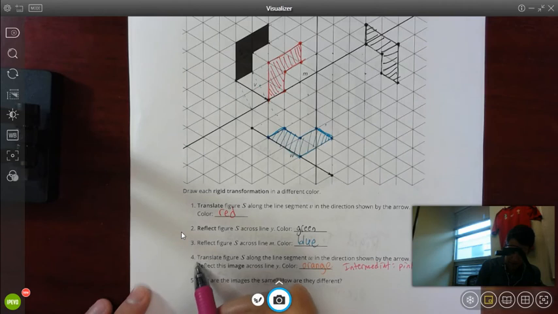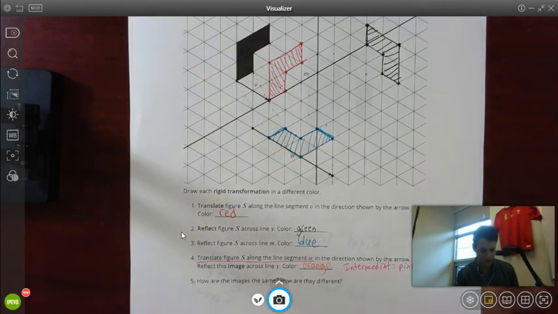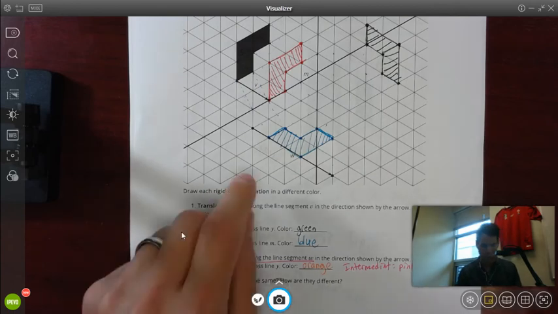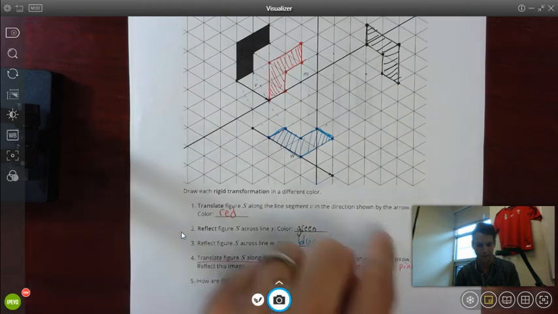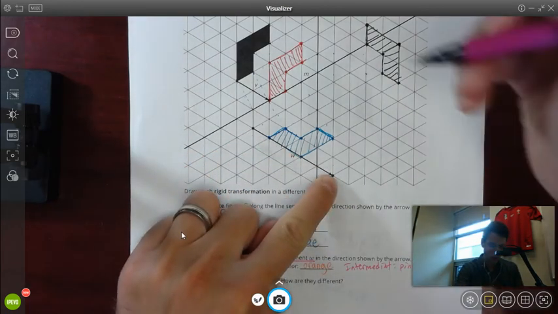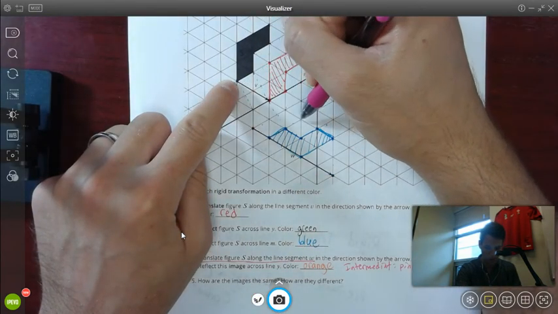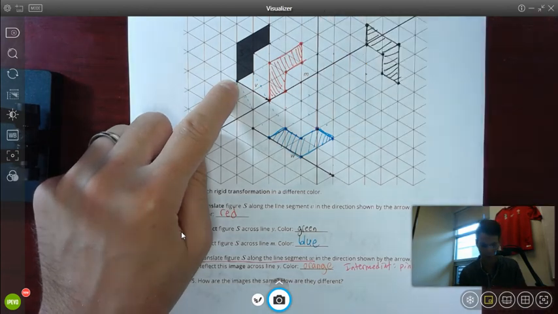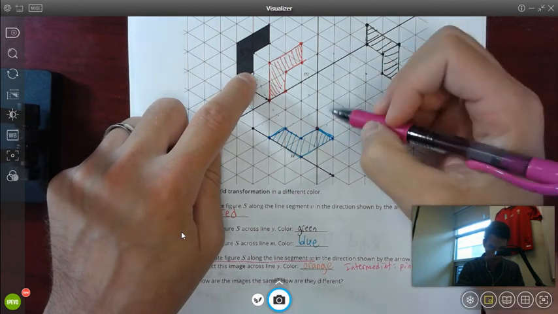First, translate figure S along the line segment W in the direction shown by the arrow, and then we're going to reflect it across the y-axis. So let's do that in order. So first, we're going to look for where W is. W is going in this southeastern direction, and we're going 1, 2, 3, 4, 5 spaces. So let's move all of these points 1, 2, 3, 4, 5 spaces in that direction.